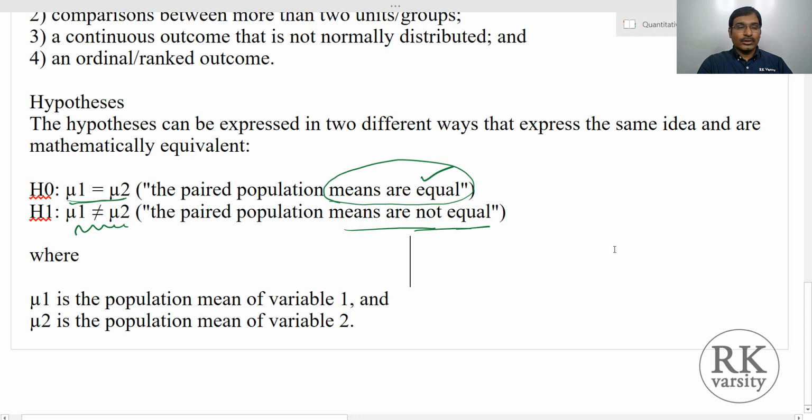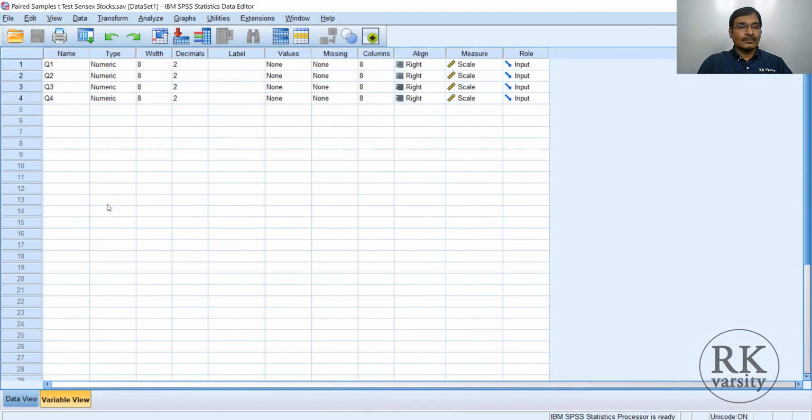Now I'll show you how to run paired sample t-test using IBM SPSS. So here is the data. This data belongs to randomly chosen listed companies in India.